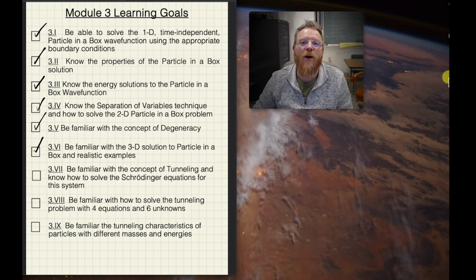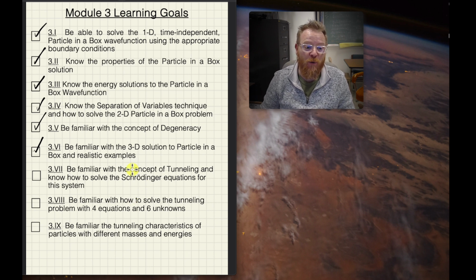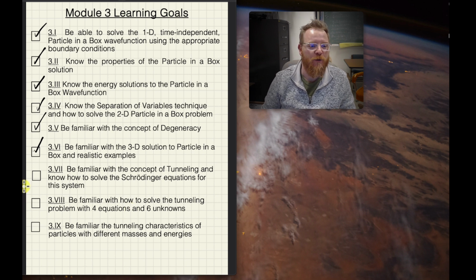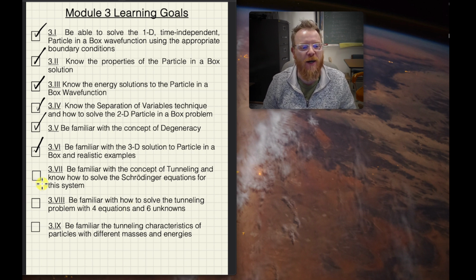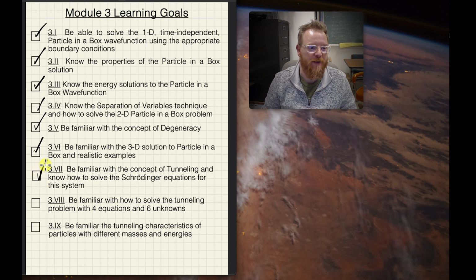Okay, hey folks, our last topic in this module 3 is going to be on tunneling. And as you can see, I've got 3 learning goals dedicated to this topic. So let's go for it. First one, be familiar with the concept of tunneling and know how to solve the Schrödinger equations for this system.